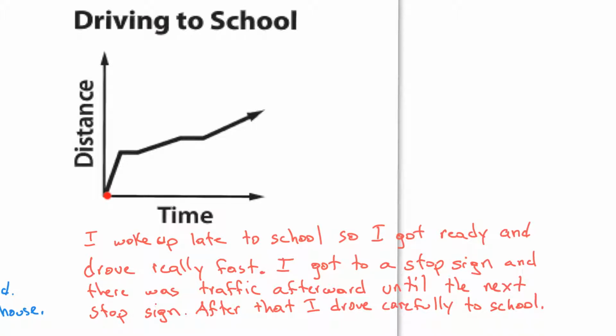So I woke up late to school, I drove, I got to a stop sign, I had to wait. Then there was some traffic, so I didn't drive that fast. I got to another stop sign, I had to wait. But then I drove to school carefully, which means I didn't drive really fast like at the beginning. So that's how you represent graphs. You read and check what they mean when you have the x-axis and the y-axis.